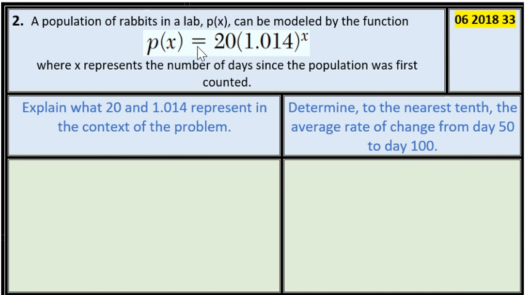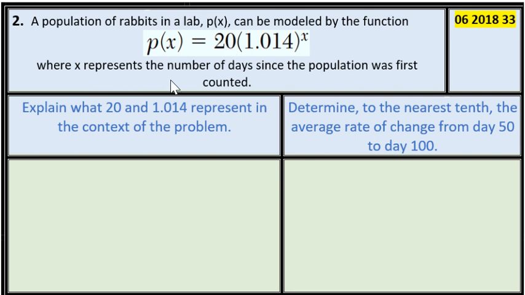So this is an exponential function, and I know that because the variable x is in the exponent. An exponential function doesn't just have to have an exponent, it has to have a variable in the exponent. If this were a 2, that would not be exponential, that would actually be quadratic. So when I look at what that 20 means, that's the y-intercept of this function. That is the initial value.